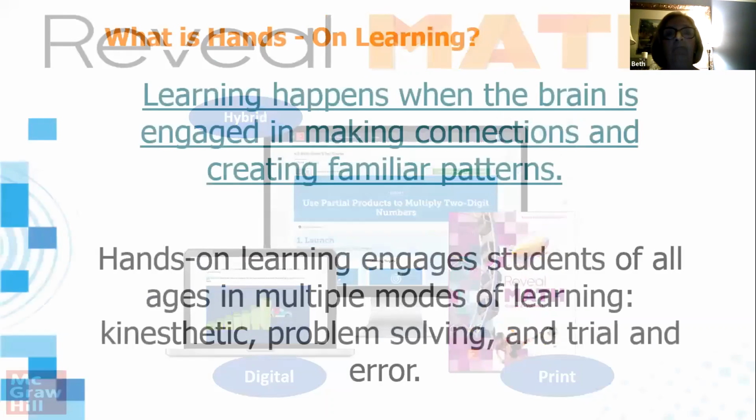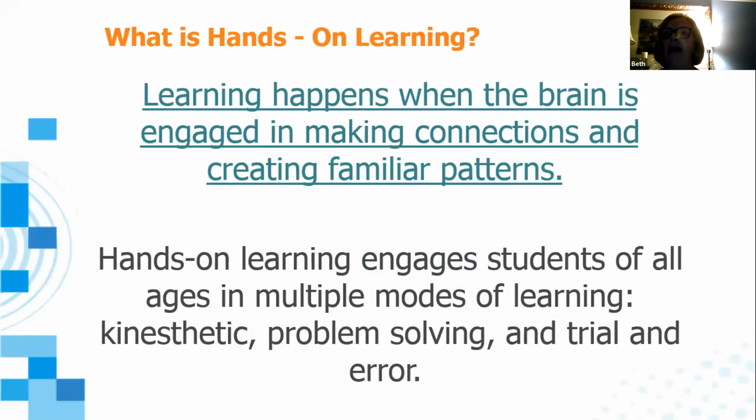Before we start, I really wanted us to make sure that we were all talking about the same thing. So when we talk about hands-on learning or engaging learning or interactive opportunities in mathematics, I want to be sure we're talking about the same thing. So I just wanted to bring up what might be considered definitions. We know that learning happens when the brain is engaged in making connections and creating familiar patterns.